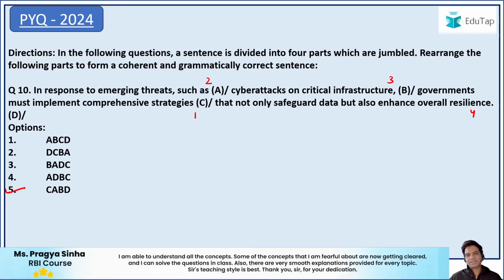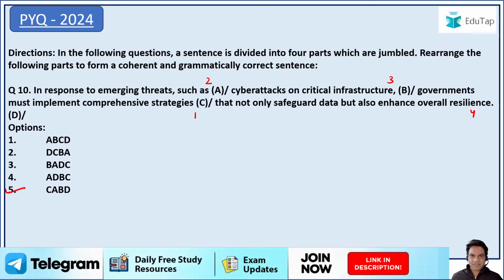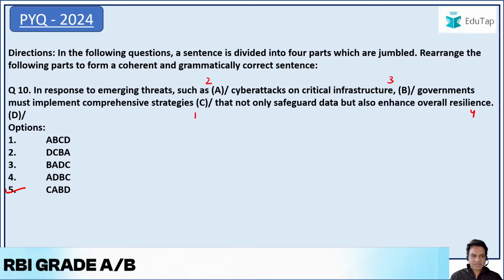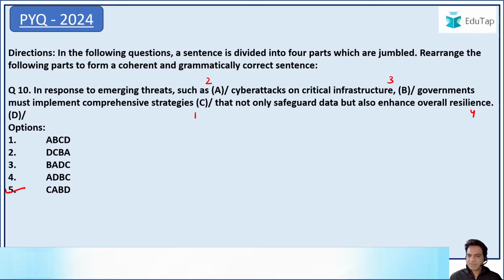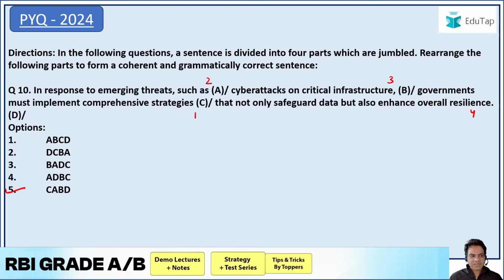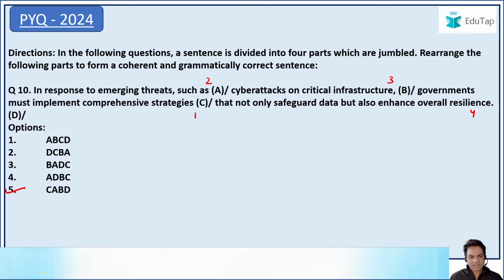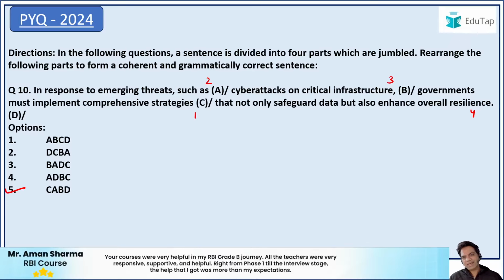See guys, the explanation is you can't start with the consequence. You start with the subject, the point that you are trying to make. So governments must implement comprehensive strategies in response to emerging threats. Not in response to emerging threats such as cyber attacks on critical infrastructure. Governments must implement comprehensive strategies that not only safeguard data but also enhance overall resilience. So I think it should be CABD. So that's my answer to this.